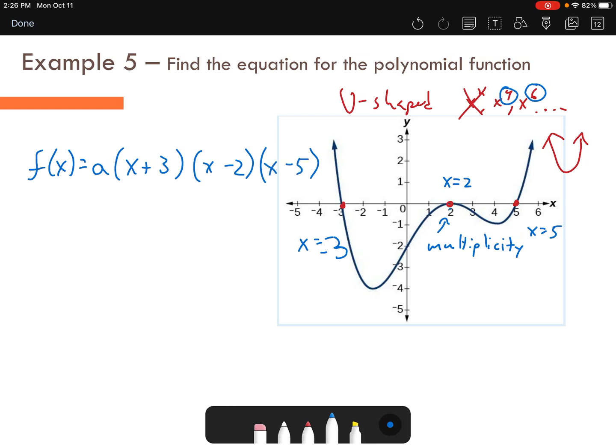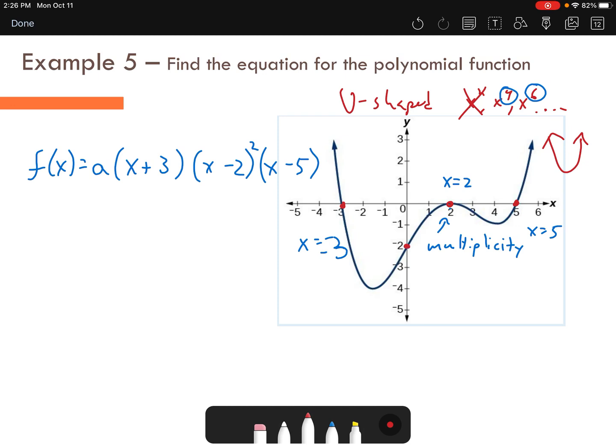Now here's the problem. We have multiplicity at 2. So that means it bounces off. So that is an even power. So it could be a 2, it could be a 4, it could be a 6. Always pick the easiest one, which is the lowest one. And we're done, right? We got the equation? Well, actually we don't, because we don't know what A is.